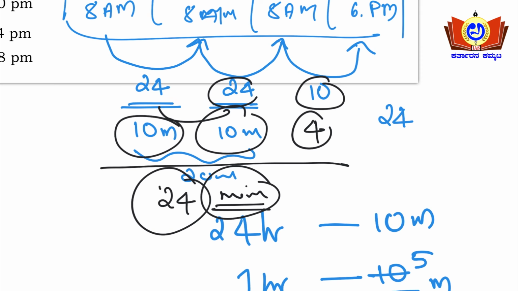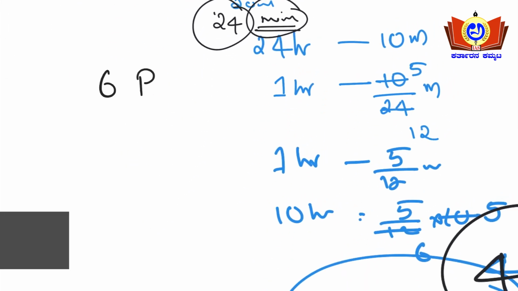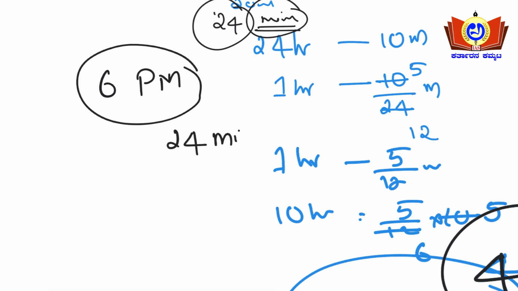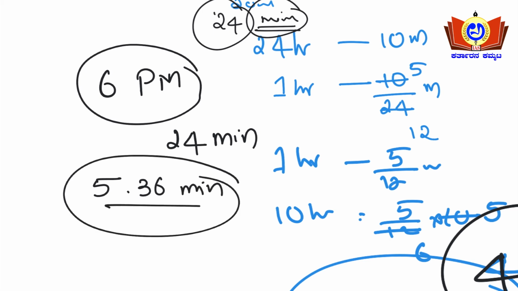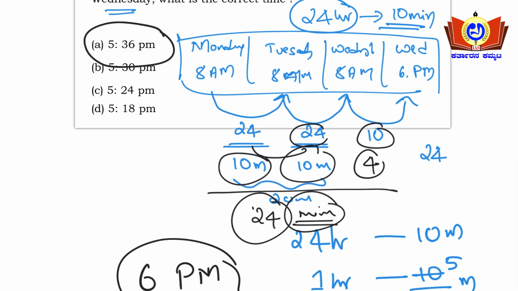When the clock is showing 6 p.m. and 24 minutes is the error, so the right time will be 5 hours and 36 minutes. Yes or no? Logically we can arrive at the answer here. 5 hours and 36 minutes is the right answer. Okay, option A is the right answer here, guys.